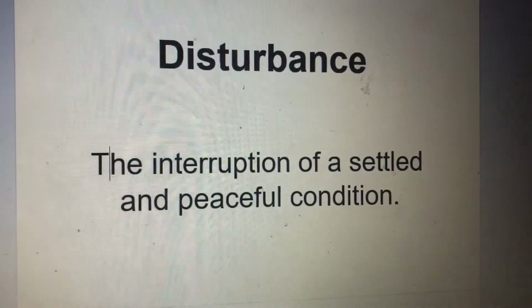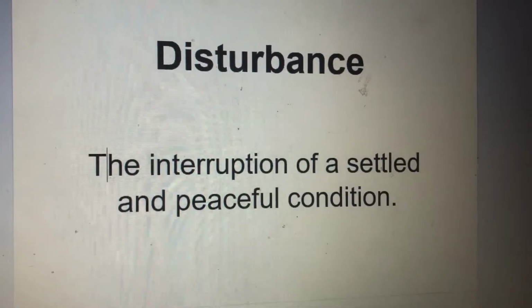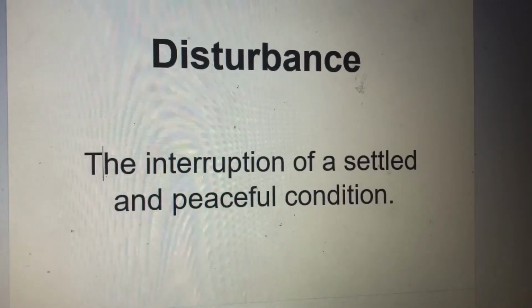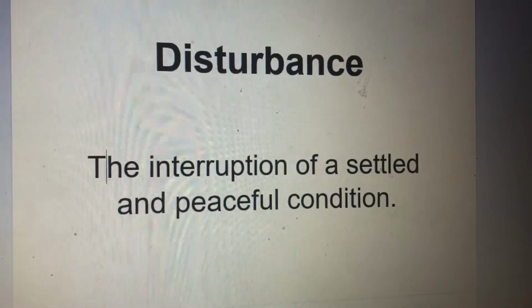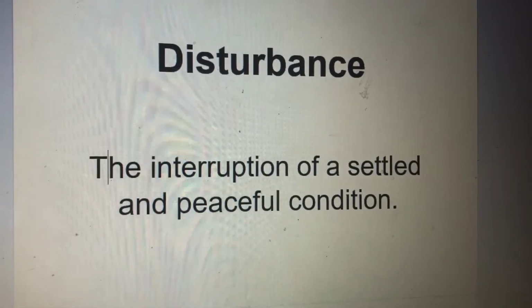Disturbance is the interruption of a settled and peaceful condition. Please write that down, okay? You can pause the video right here and write that definition. Now, the reason that I want you to know the meaning of the word disturbance is to define a wave. We need to understand that word. We need to understand that disturbance is the interruption of a settled and peaceful condition, okay?